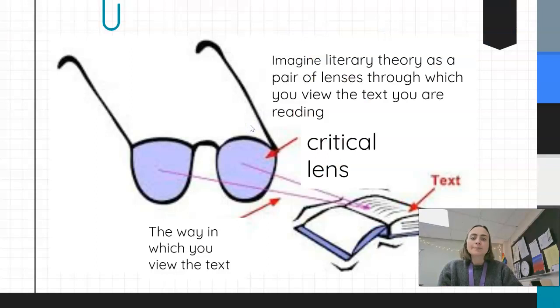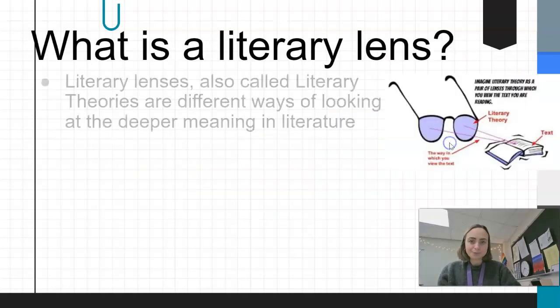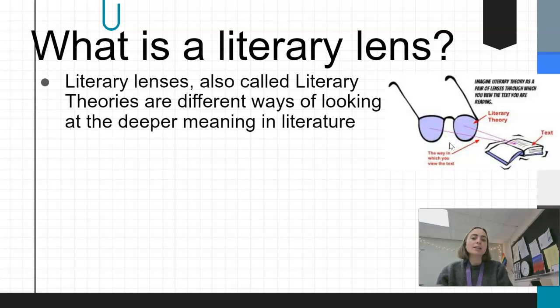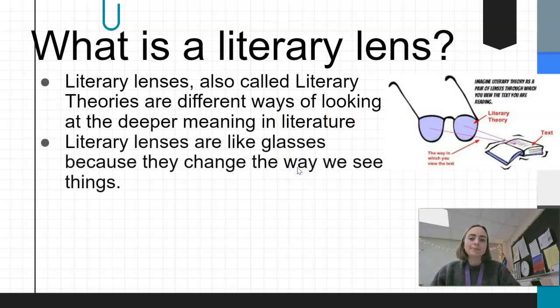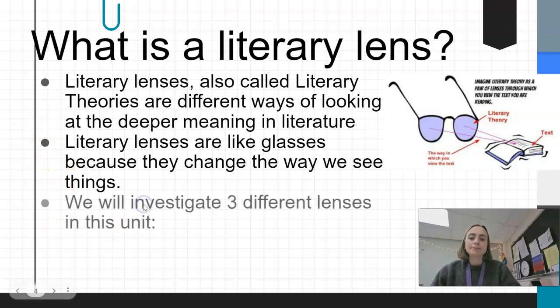And as a reminder, a critical lens is a way of looking at a text. It's a way in which we can view literature. It's also called a literary theory or a critical lens, and it is a way of looking at the deeper meaning in literature. A literary lens is like glasses because it changes the way we see things. It changes what we see and how we look at or approach what we're reading.